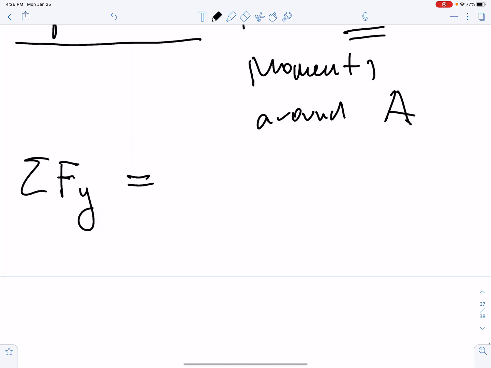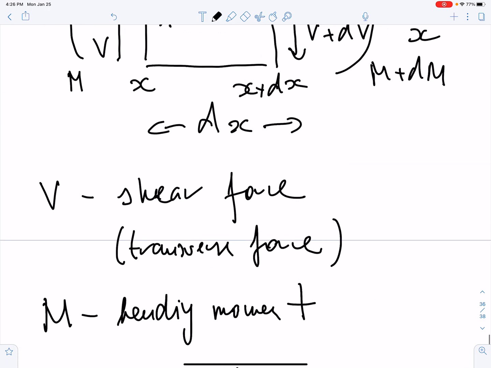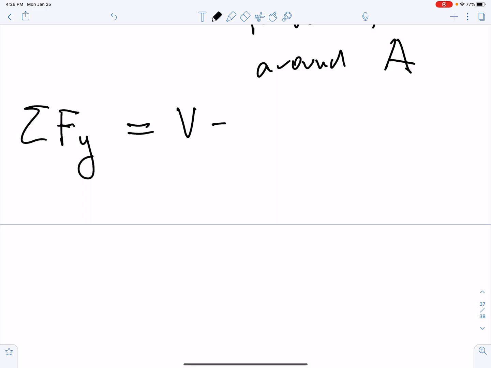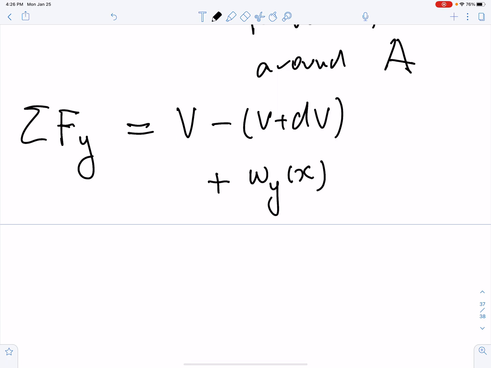If we look at the sum of forces, looking at the figure, we have V oriented in the positive direction, minus V plus dV, and then plus our distributed force Wy, evaluated at x, point A, and multiplied by the length of the interval, dx. So W is the vertical force density per unit length. The piece of the beam is dx long, so the total force is that. These are the only forces acting in the vertical direction. The end result is 0.